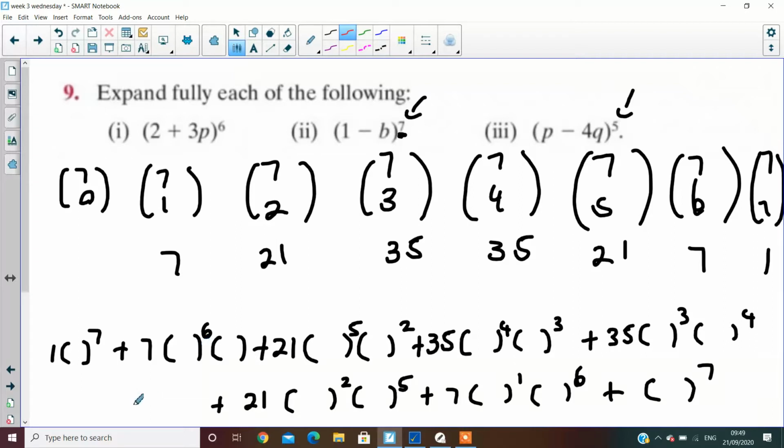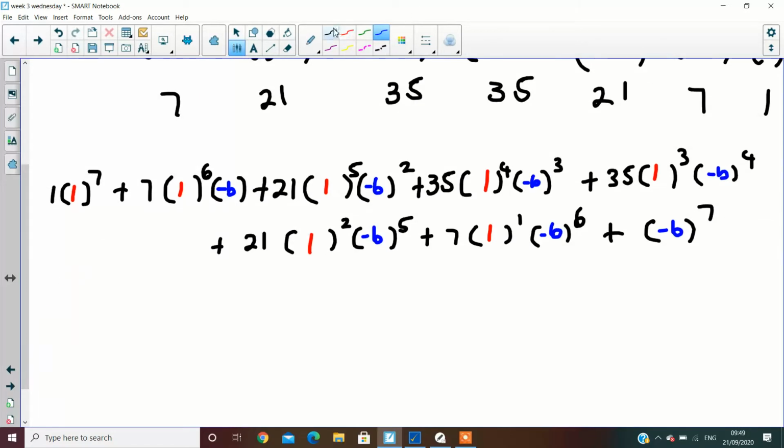Well, what numbers go in there? The first one? 1, 1, 1, 1, 1, 1, 1. And beside that? Minus b, minus b, minus b, minus b, minus b, minus b, minus b. Now, the part that you guys need to get the most is what you put into your calculator. So for the green part, what do you put into your calculator? 1 to the power of 7. For the next one, 7 times 1 to the power of 6, ignore the letter.